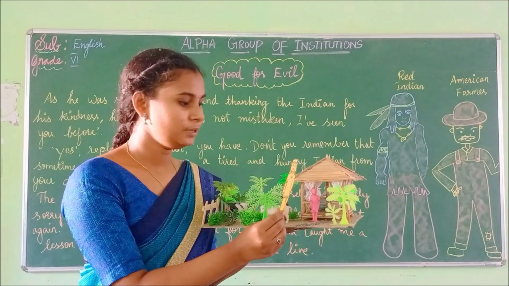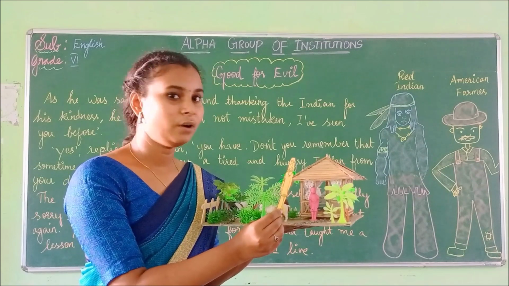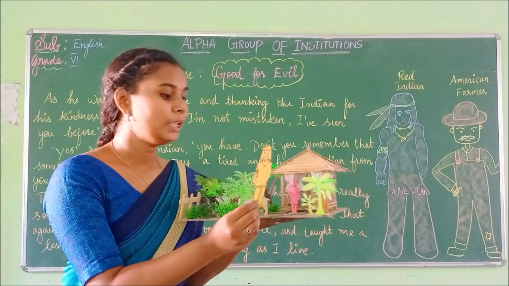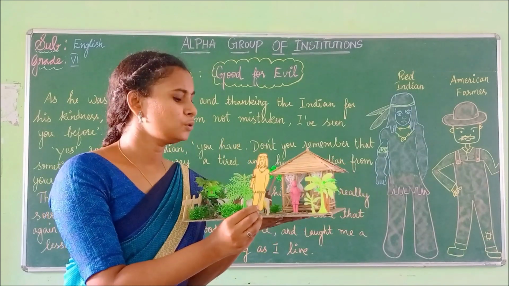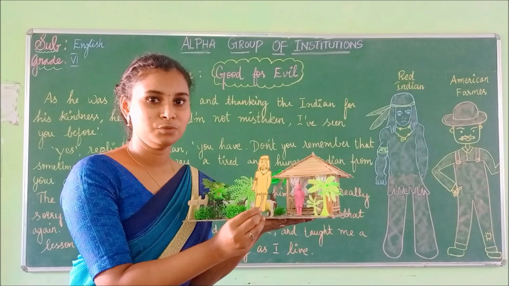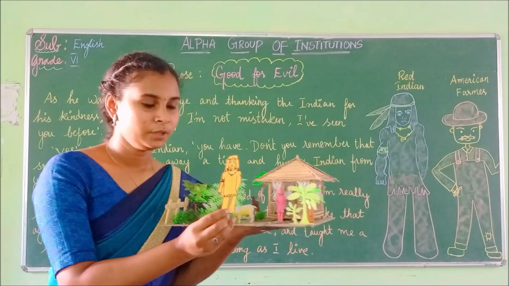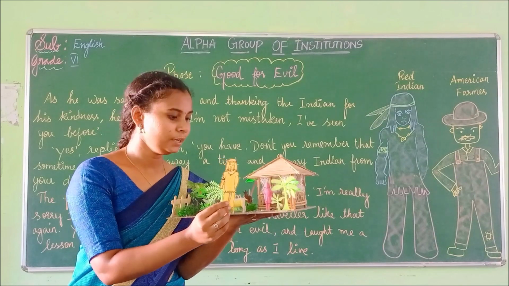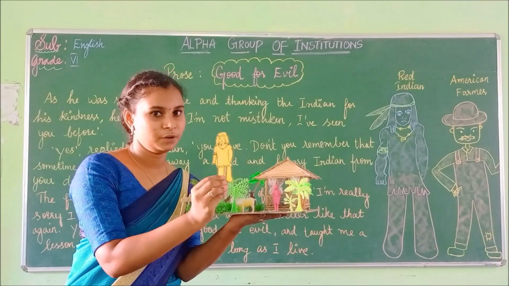But what happens? This farmer is not ready to help and is yelling at this Red Indian. He asked him to go away. He was so rude that he asked him to get away. What did he say? Go away, you beggar. That's what he said, right? So he's chasing this person away.